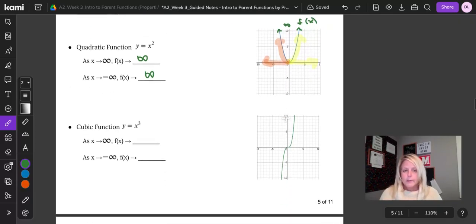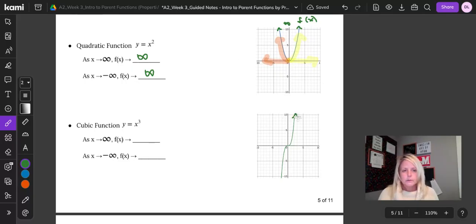Okay, and then my cubic function, hopefully you're getting the hang of this. As x approaches positive infinity, so as we move to the right, my graph is going up, so it's approaching positive infinity. And then as I move to the left, my graph is approaching negative infinity. Now, these are not the only answers, okay? You can have graphs that are approaching a specific value.